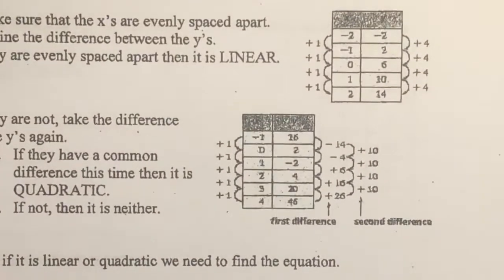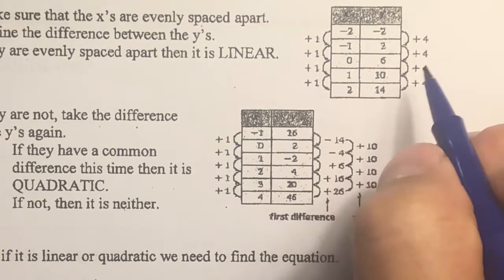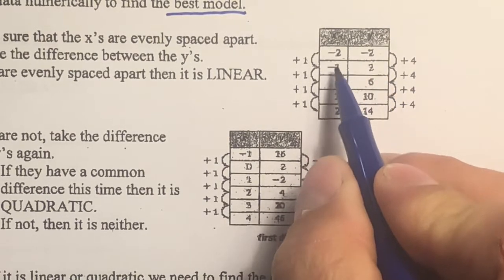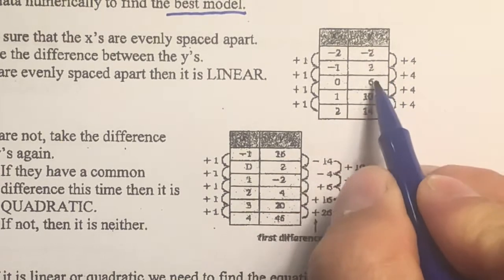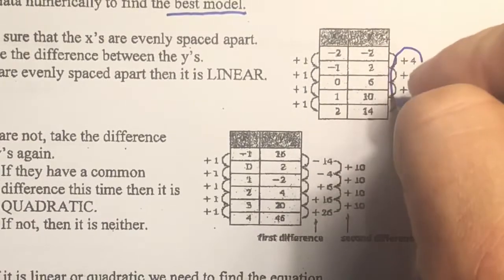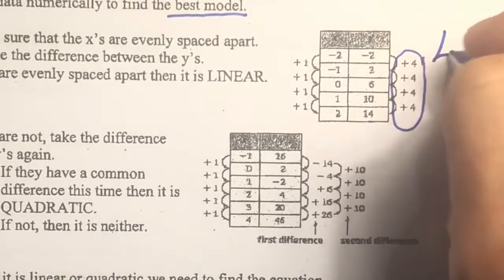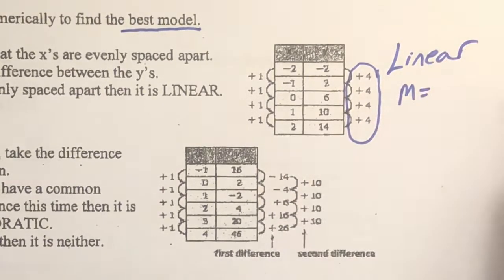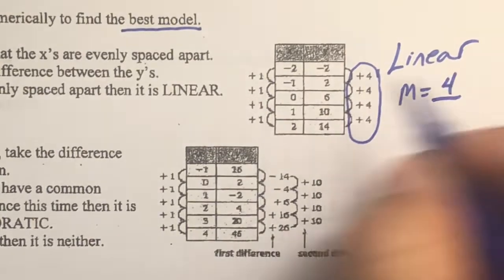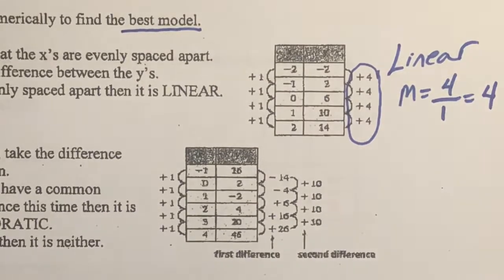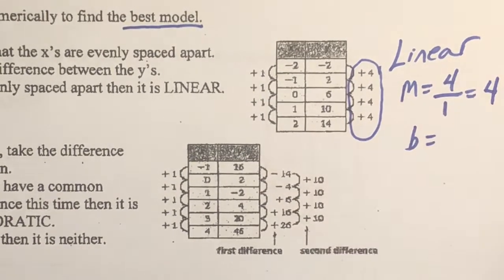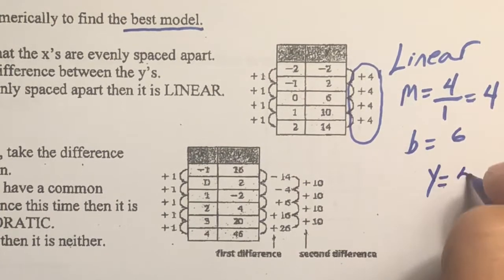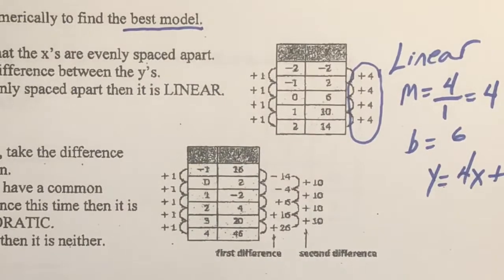If I have this table of values, I'm looking at what we call the first difference, the difference in the y values. If you notice, the x values are increasing by 1, and the y values are going up by 4. You see how the first difference values are all the same. That means this is a linear function. To find my slope, it's the difference in the y's over the difference in the x's. In this case we have a slope of 4, and I can look here and see my y-intercept is 6. So I'd be able to come up with my equation, y = 4x + 6, and there you go.